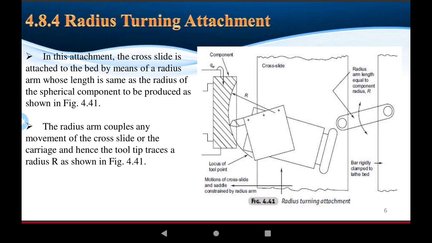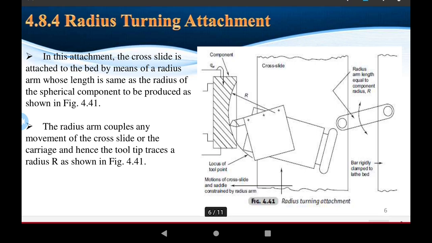Radius turning operation: this operation is performed to produce a radius on the job, using a radius tool. Suppose the center of a circular disc is fixed, and the thickness is very short. Okay, the cross slide is attached to the bed by means of a radius arm. This is the work being performed.